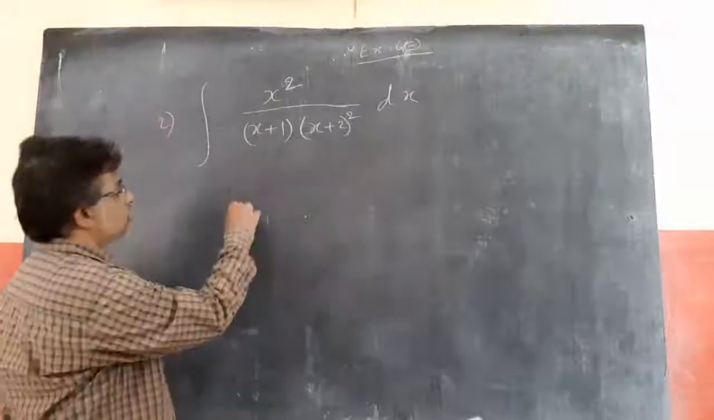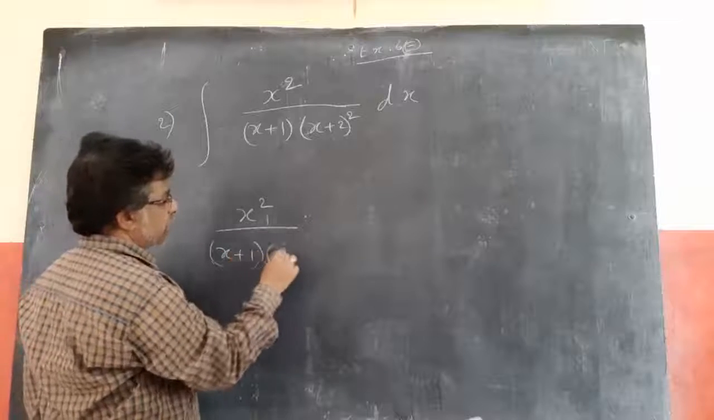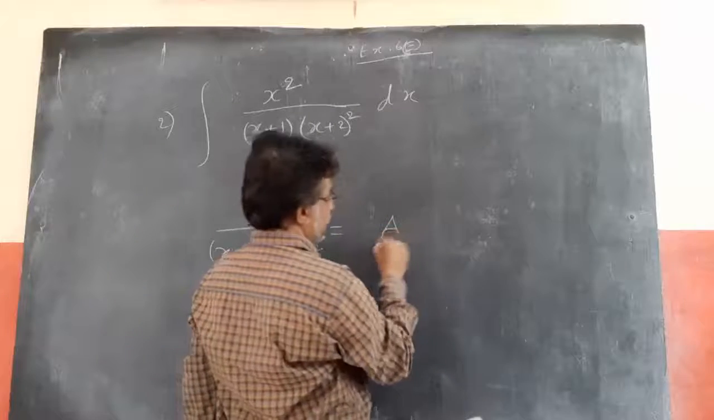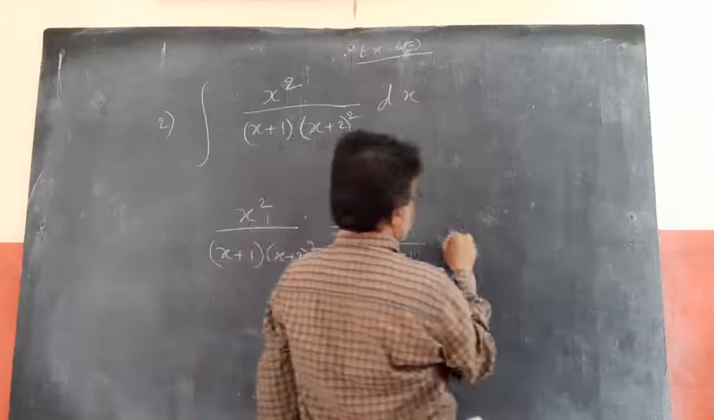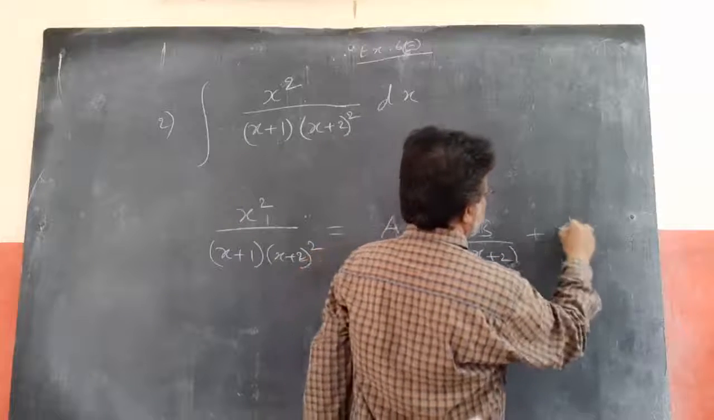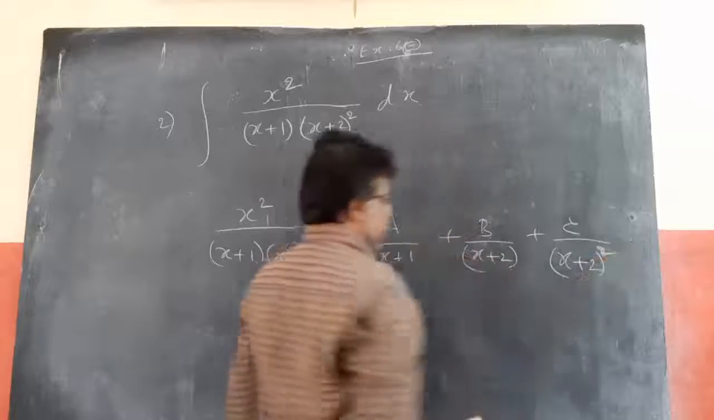We already learned how to find the partial fraction. X square by (x plus 1)(x plus 2) whole square equal to, you can write A by (x plus 1) plus B by (x plus 2) plus C by (x plus 2) whole square. So find A, B, C.